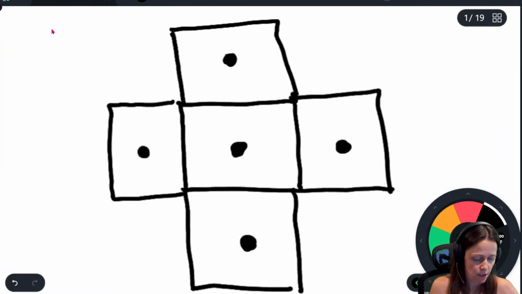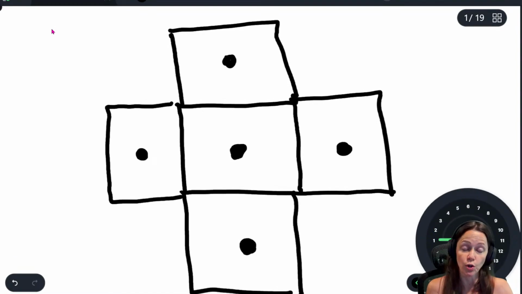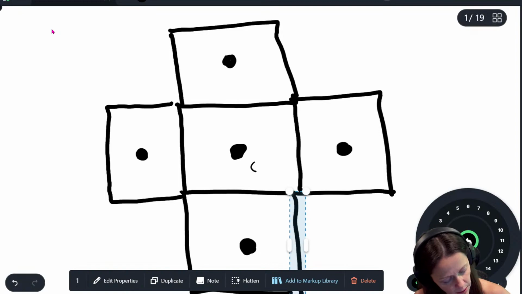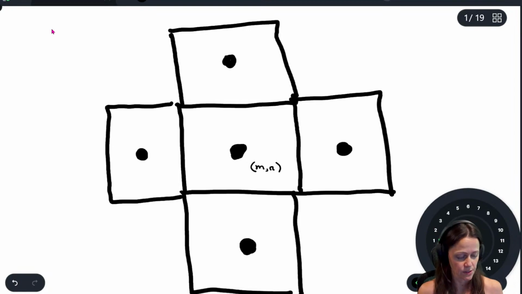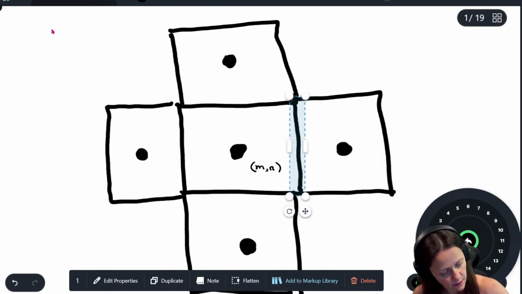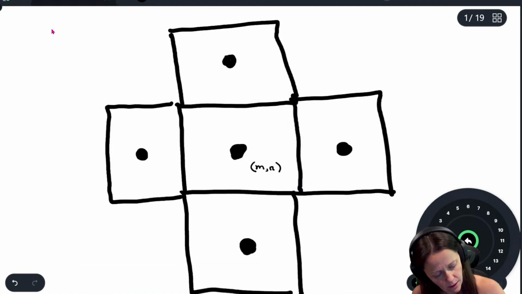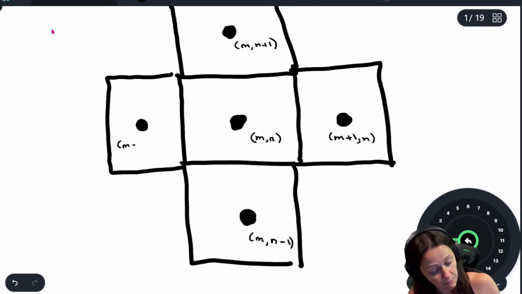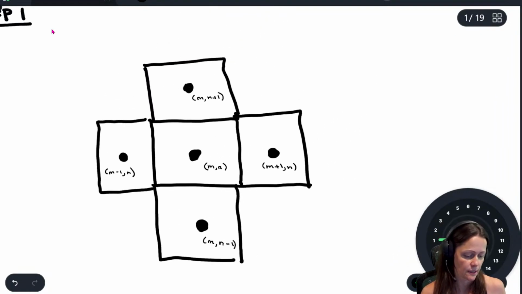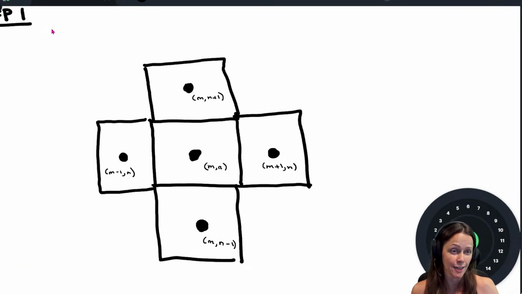And we're going to name each one of those nodes, actually. So the node of interest is going to be M, N. So it's like X, Y coordinates, right? And then we'll have M, N plus 1. Then we'll have M, N minus 1. You see how we're going here? And then this will be M plus 1, N. This will be M minus 1, N. All right. And so our node of interest is going to be right there in the middle, that dot at the very, very middle.